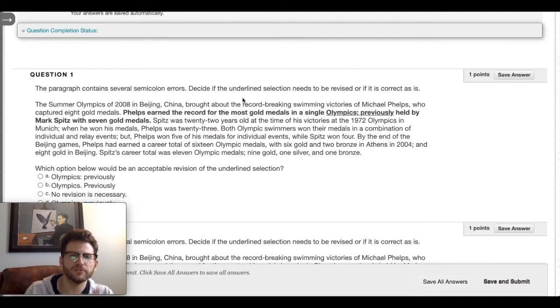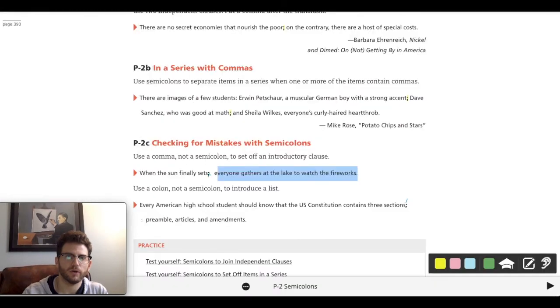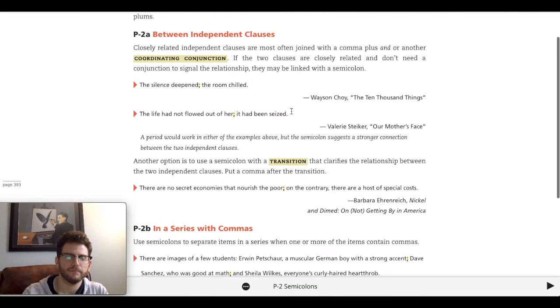The Summer Olympics of 2008 in Beijing, China, brought about the record-breaking swimming records of Michael Phelps, who captured 8 gold medals. Phelps earned the record for the most gold medals in a single Olympics, previously held by Mark Spitz with 7 gold medals. Okay, so I've got a semicolon here. Am I using it correctly? Is it fulfilling one of these requirements? Item in a series or two independent clauses.